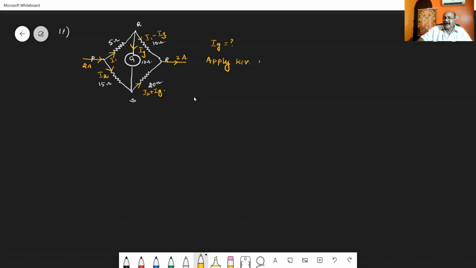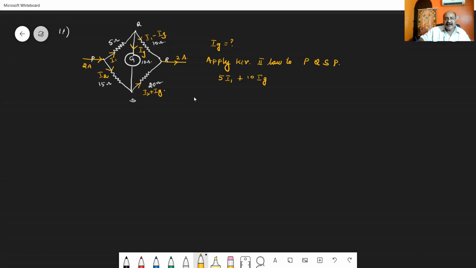You apply Kirchhoff's second law to the closed path P, Q, S, P. In the arm PQ, a current of I1 ampere flows through 5 ohm, so we get 5I1. Then in the arm QS, a current of Ig passes through 10 ohm. The path as well as the direction of current are the same, so plus 10Ig.